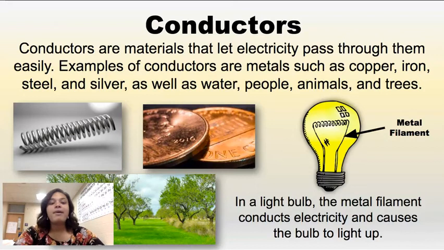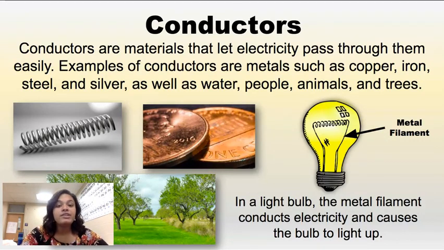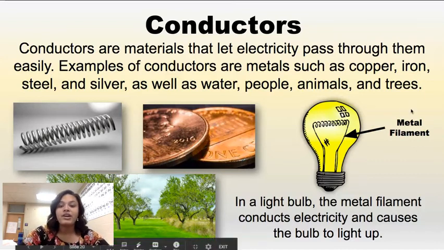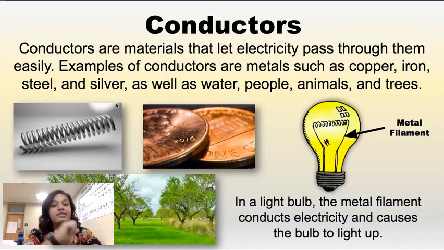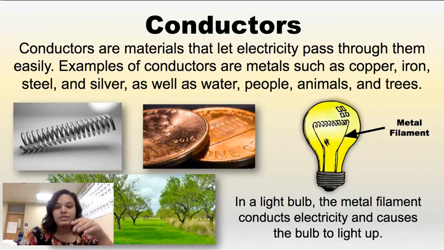So we talked a lot about conductors and conductivity during our previous lessons. Conductors are materials that let electricity flow through. You can notice a lot of our conductors are metals: copper, iron, steel, silver, but also water is very conductive. People are very conductive, and trees and animals as well. Those living things are also pretty good conductors. So in a light bulb, we have that metal conductivity to help us out.